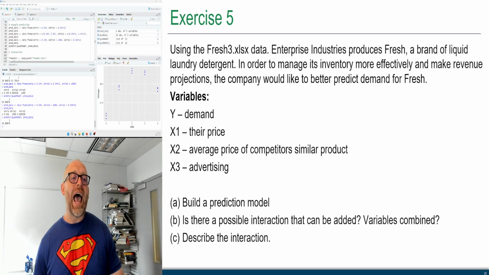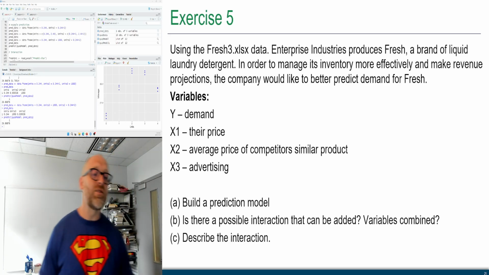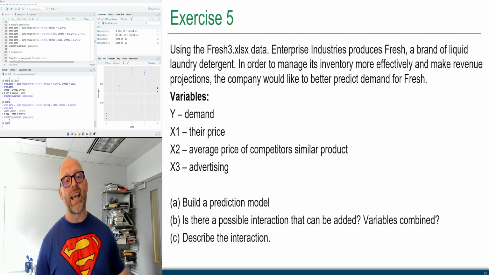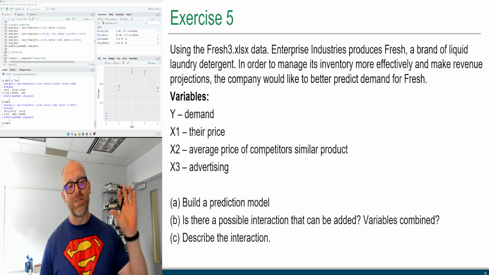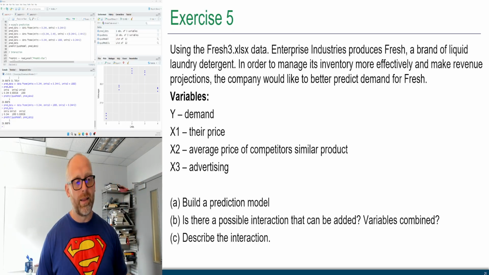X2 represents the average price of competitors' similar product. So if we're thinking of chips, this could be like the average of the no name. X1 would be the Ruffles price, and X3 would be how much advertising is spent. Now this is not the advertising for the no name. This would be the advertising for Fresh, in this case, the laundry detergent.